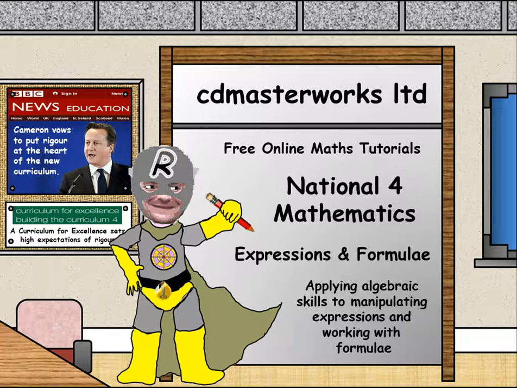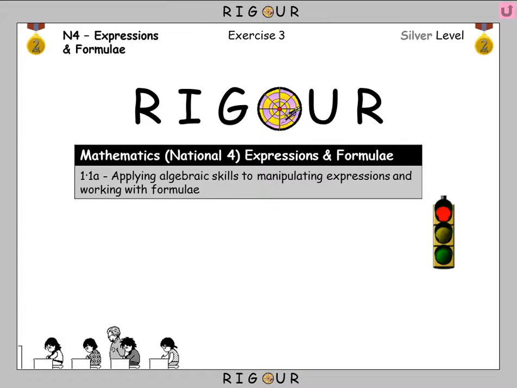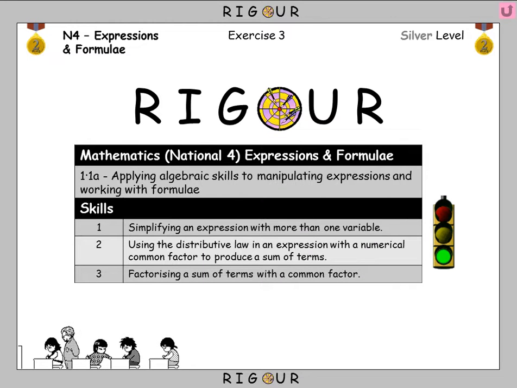So we're going to be looking at Assessment Standard 1.1a from the Expressions and Formulae unit of National 4 Mathematics, applying algebraic skills to manipulating expressions and working with formulae. Today we're going to be looking at the three skills at silver level: simplifying an expression with more than one variable, using the distributive law in an expression with a numerical common factor to produce a sum of terms, and factorizing a sum of terms with a common factor.